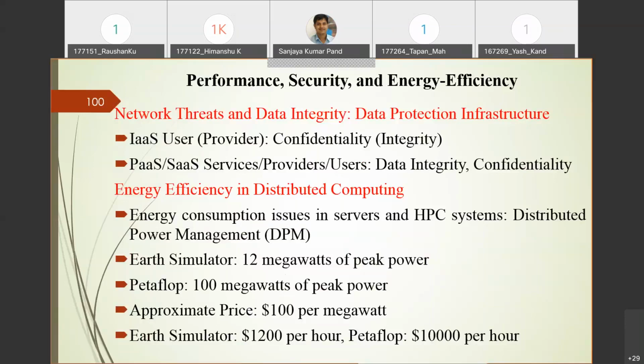So if you go for IaaS, infrastructure as a service, if you see this confidentiality and integrity, they will be taken care of by the user and the provider respectively. Confidentiality should be maintained by the user, and integrity should be provided by the provider in infrastructure as a service. So they are dividing their responsibility.